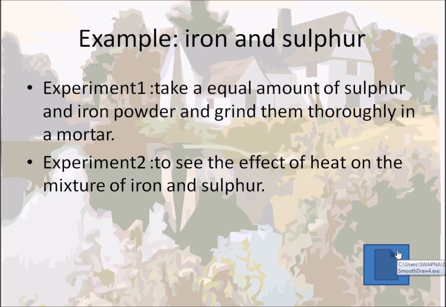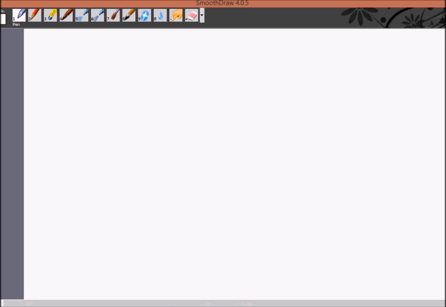So let me first give you the example so that we can understand the properties of a mixture by a very small example of iron and sulfur. We'll be having two experiments. First, we'll be taking an equal amount of sulfur and iron powder and grind them together thoroughly in a mortar, and we'll see the properties of a mixture in that particular mixture. And the second one, we will be seeing the effect of heat on the mixture of iron and sulfur. So let's understand the experiments.